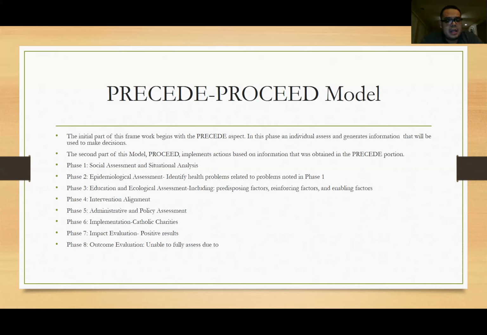The next is the education and ecological assessment. In this part of the phase, I was able to see what type of behaviors I can change, or what can be modified in these populations to be able to progress and have better health outcomes. Intervention alignment.